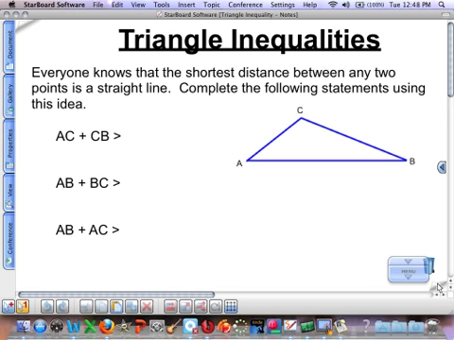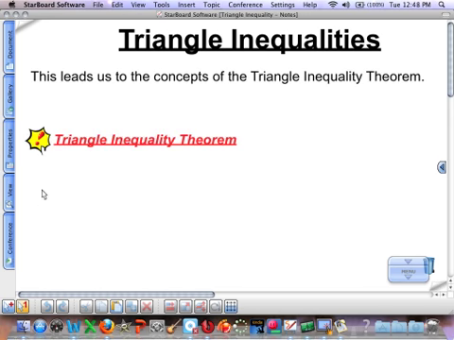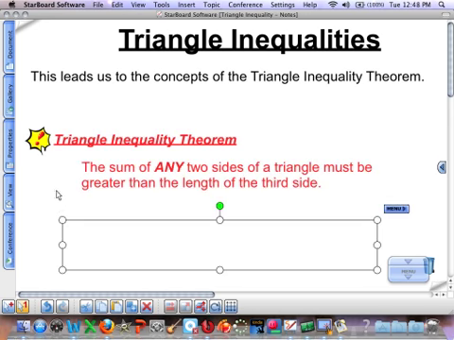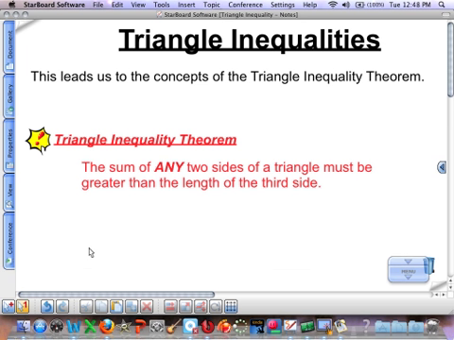So we look at our notes for today. The one thing I want you guys to really get is this concept right here. The sum of any two sides of a triangle must be greater than the third. That is the big idea for today's lesson. The sum of any two sides must be greater than the length of the third side.